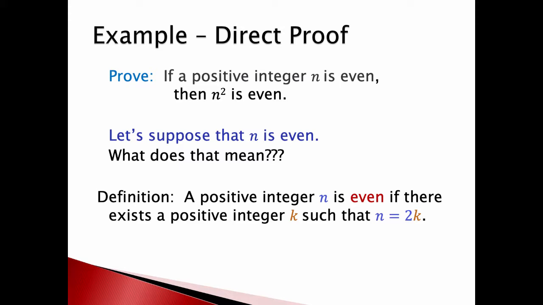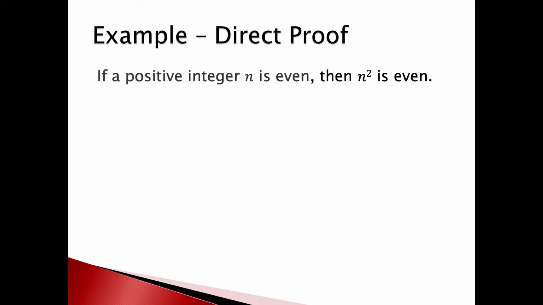Is 3 even? Well, no. But could I factor a 2 out of it? Well, yeah. But what I would get when I factor a 2 out of 3 is 3 halves, which isn't an integer. This is why we were very careful here to say that a positive integer is even if there's another positive integer k so that n is equal to 2k. Okay, all right. So here we go.